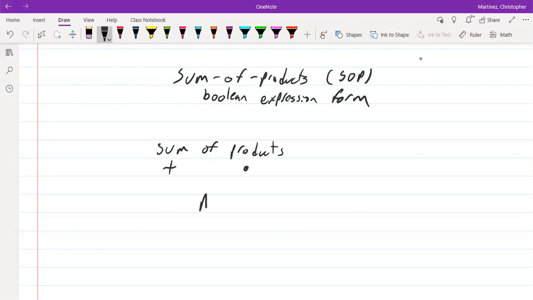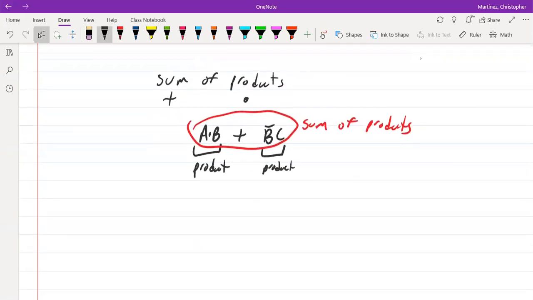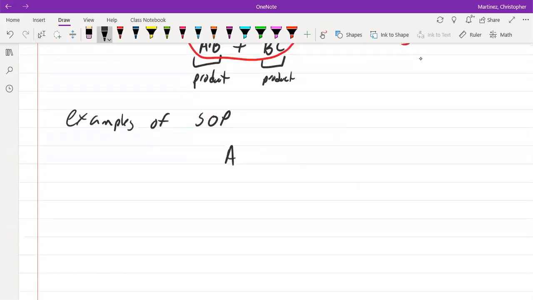So if I had something like A and B, we would say, okay, that's a product. Maybe I have B bar C, well, that's a product. Combining them together here with this plus, now I have a sum of products. And that would be a form that we would want to try to get our answer into. So here are some examples of summing products. We have that example of AB plus B bar C.